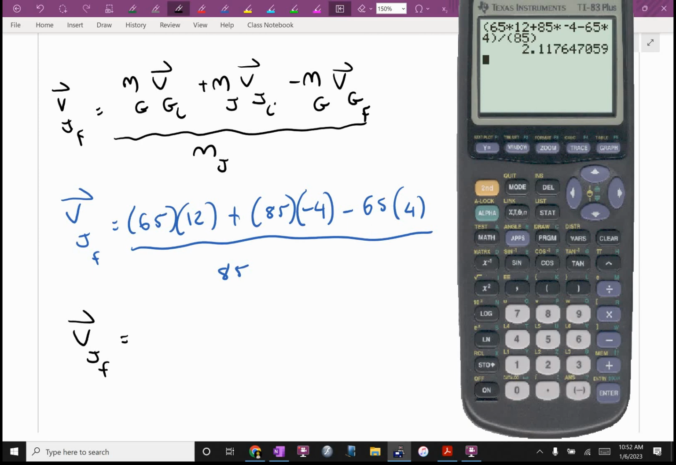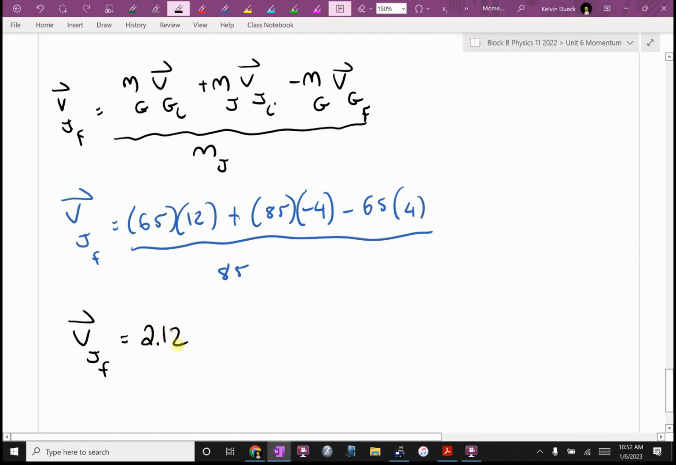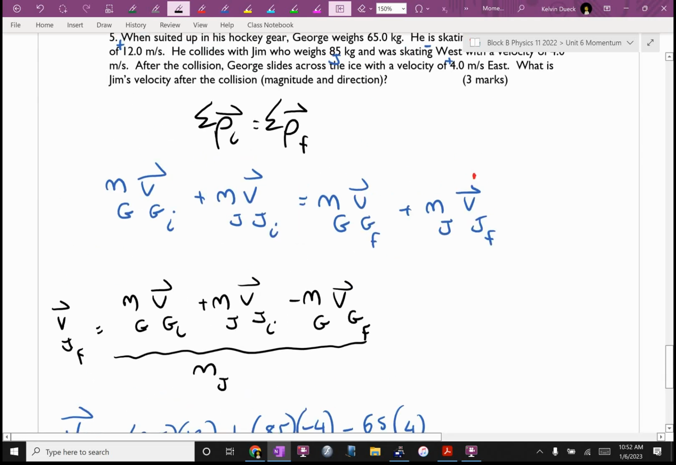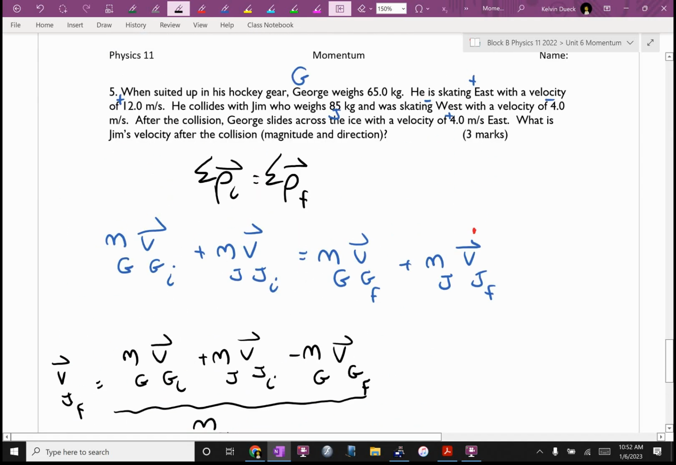Get 2.12? Positive or negative? I got a positive answer. So 2.12 meters per second. What did I let? I let east be positive. Oh no, that works. No. Does that work? No. The answer is right. Here's the problem. This is impossible.